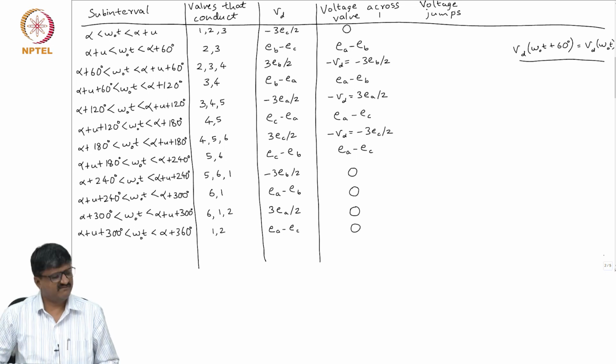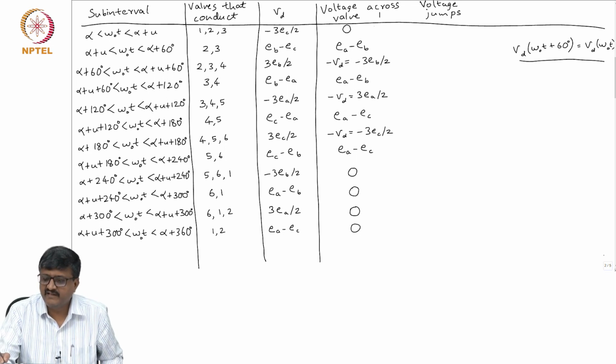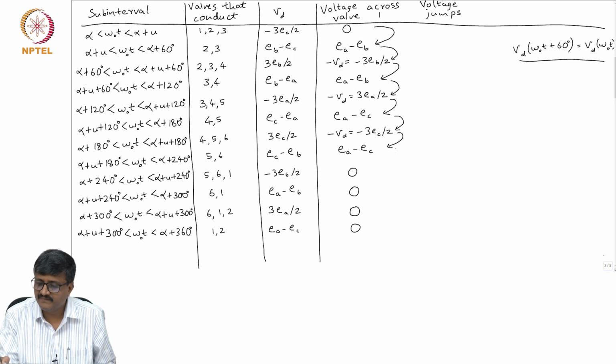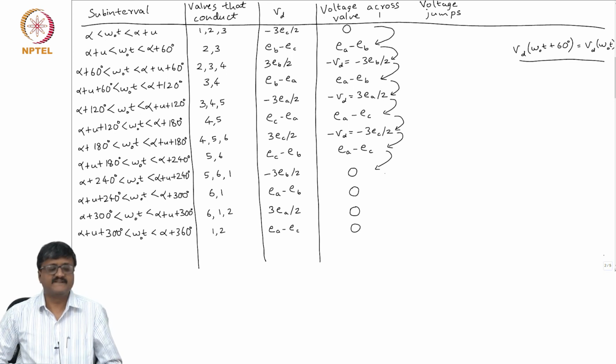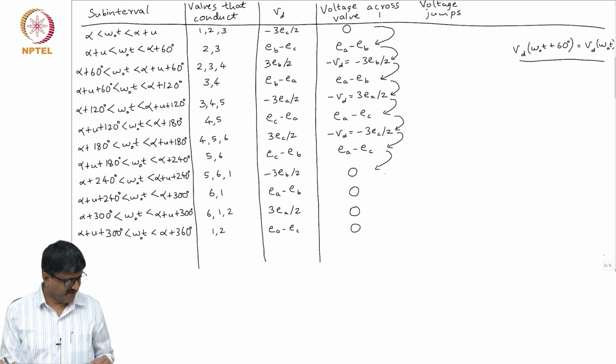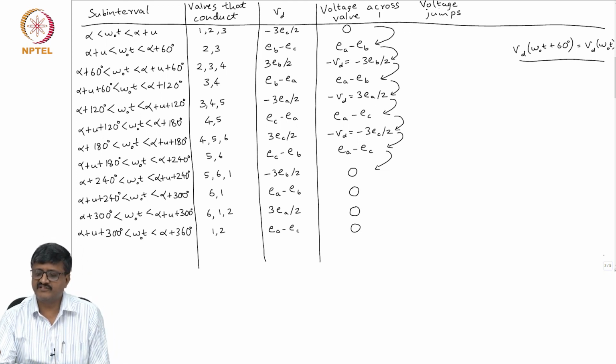So, how many jumps are there? 8. There is a jump at the end of the first subinterval, there is a jump at the end of second, third, fourth, fifth. No, there is a jump at the end of the first subinterval itself, then 7th, 8th. Okay. So, let us try to get an expression. I will not try to derive this expression for the voltage jump.